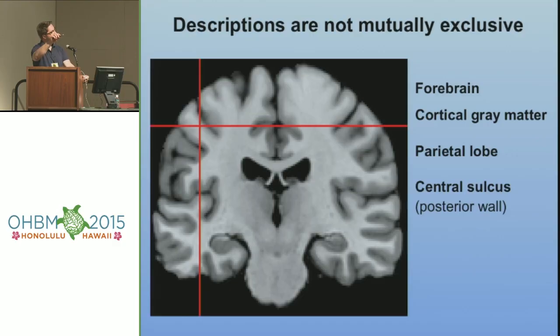So if you're coming from sulcal anatomy, here's the central sulcus, it's the posterior wall of that sulcus. Or you can also say it's the anterior wall of the postcentral gyrus. So depending on the perspective you take, you can come up with two different descriptions here.